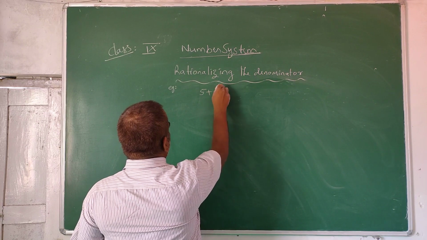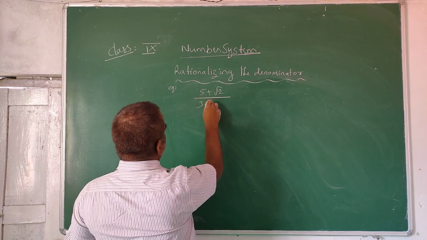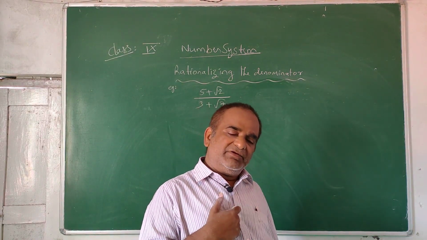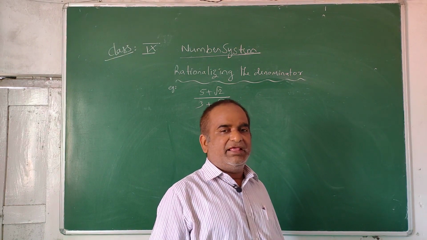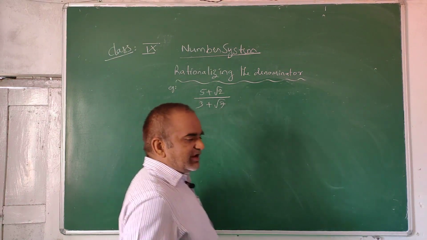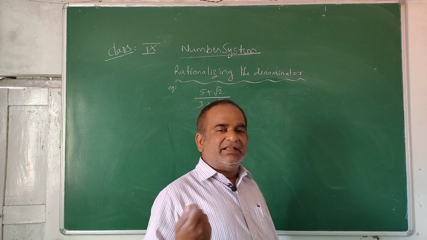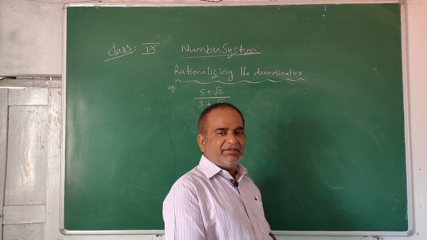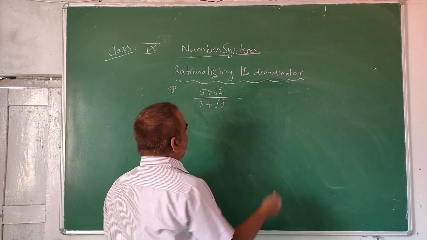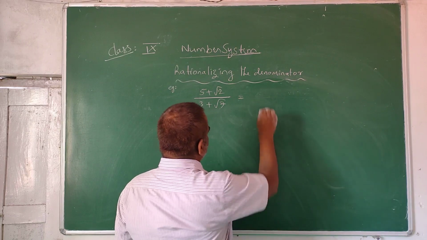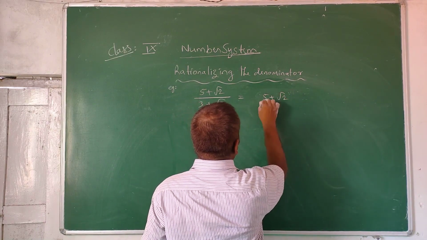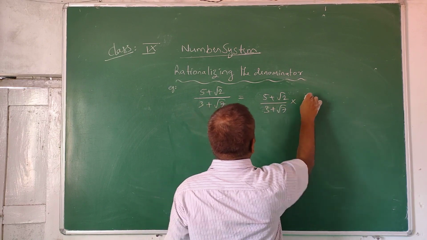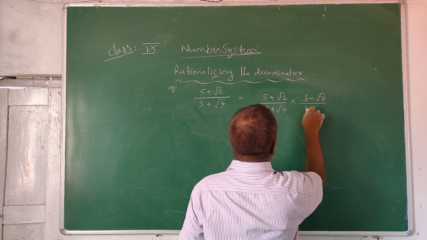Suppose one more example we take. Rationalize 5 plus root 2 by 3 plus root 7. Here rationalize means we have to rationalize the denominator only. Unless otherwise specified, rationalize means rationalizing the denominator. The conjugate of 3 plus root 7 is 3 minus root 7. So you have to multiply and divide with 3 minus root 7. So 5 plus root 2 by 3 plus root 7 into 3 minus root 7 by 3 minus root 7.